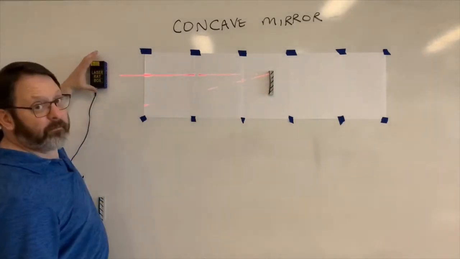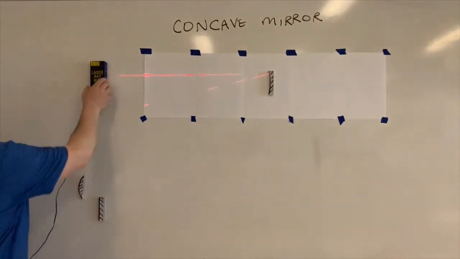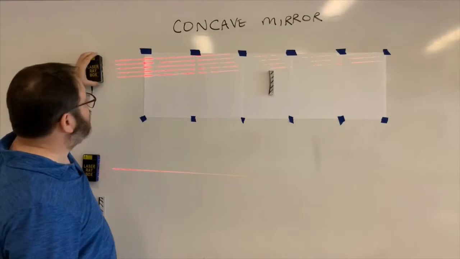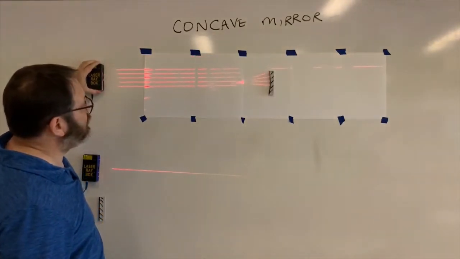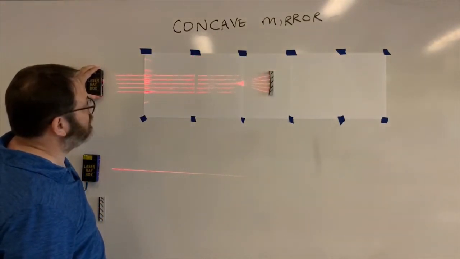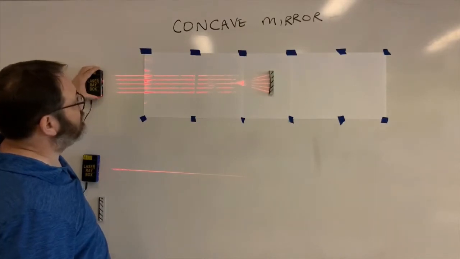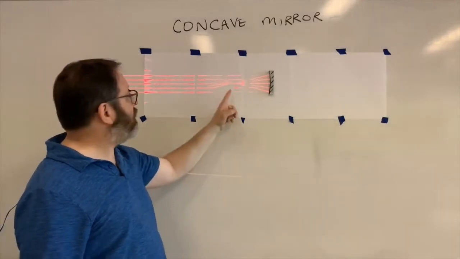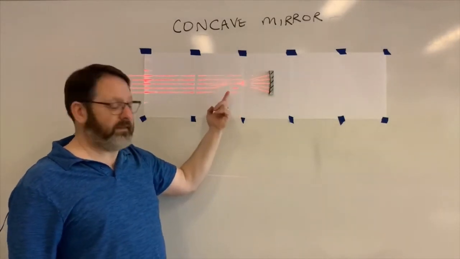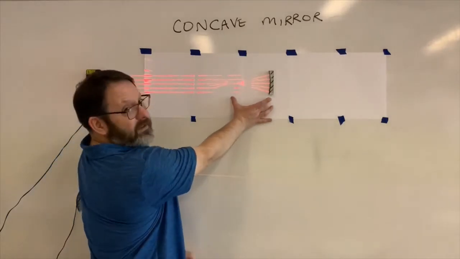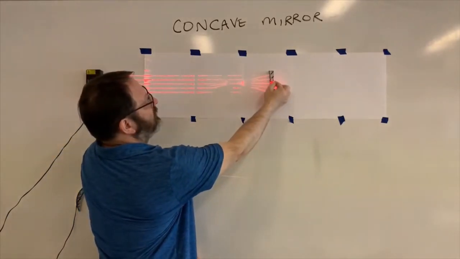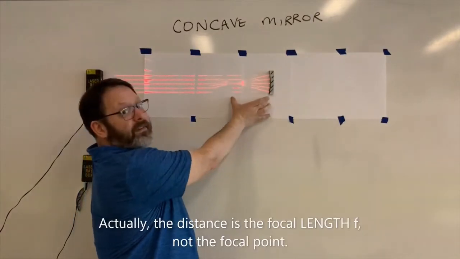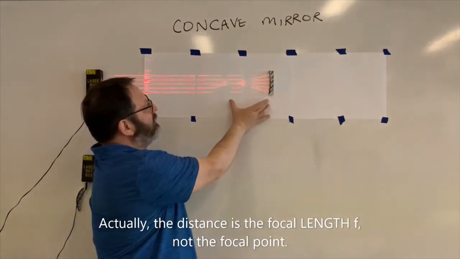So we have another laser ray box that can provide 5 parallel beams. That can help us see what's happening if you bring 5 beams in at the same time. You can see they all come together at one point. That one point is called the focal point. This distance, from the surface of the mirror to that point, is called the focal distance, the small f for a concave mirror.